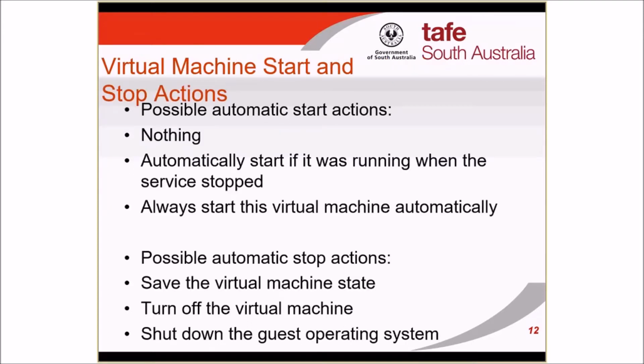Okay, virtual machine start and stop actions. So there's some possible automatic actions. Some of the possible automatic actions include nothing. That's not an action, that's just leave it alone. Another action could be automatically start if it was running when the server stopped. Okay, so basically, what does that mean? That means if a virtual machine was running before the server crashed or something like that, start it up again.